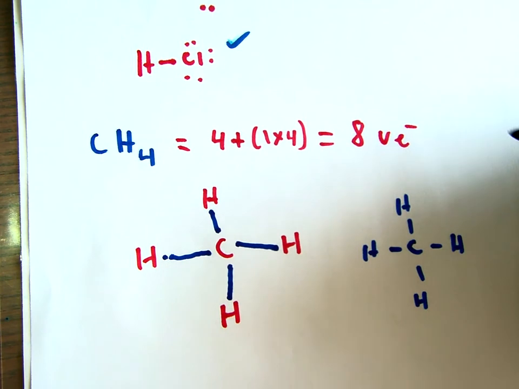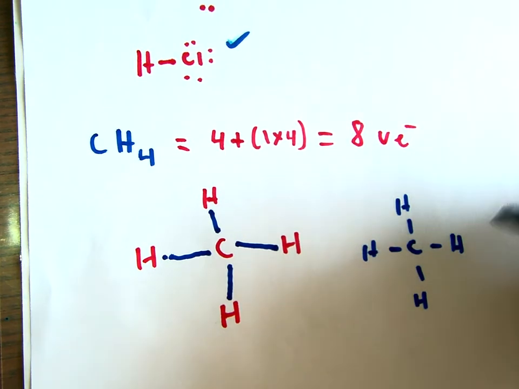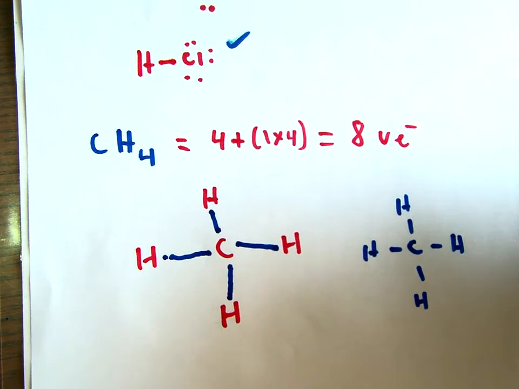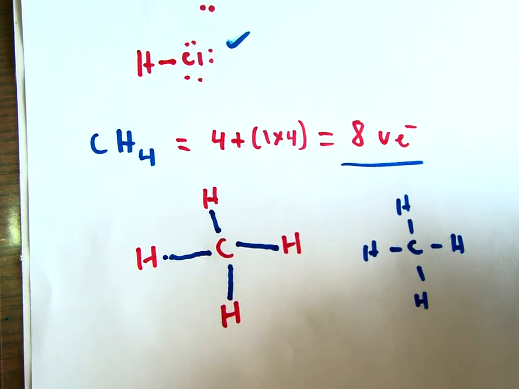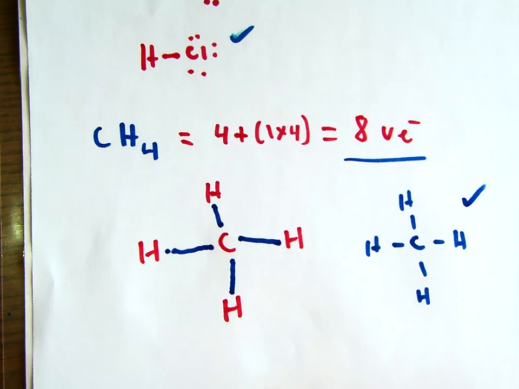Now let's double check the octet rule. Every hydrogen is sharing 2, so they're all good. Carbon has 1, 2, 3, 4, 5, 6, 7, 8 around it. So carbon's happy, has 8, it's good. And last of all, do we have 8 valence electrons? Yes, we do, because we have 4 lines, and each one has 2. 4 times 2 gives us 8. This would be correct.